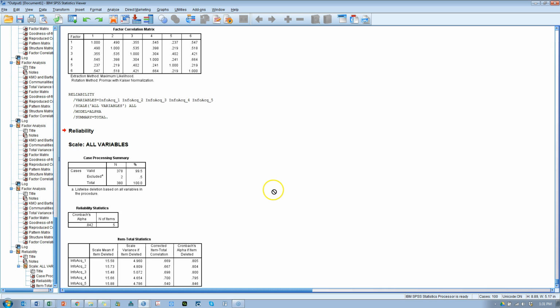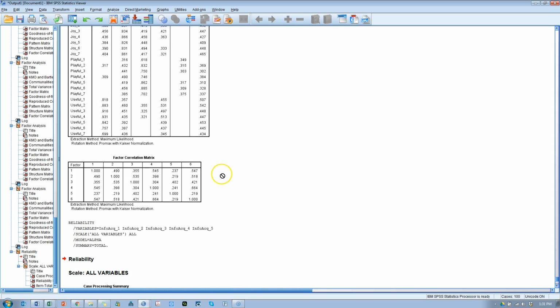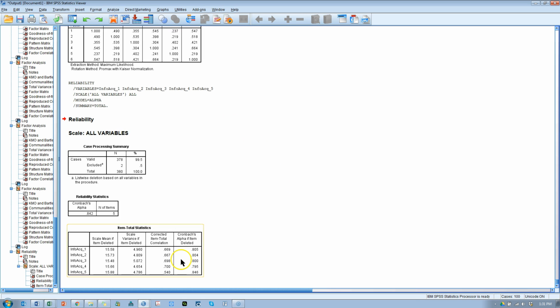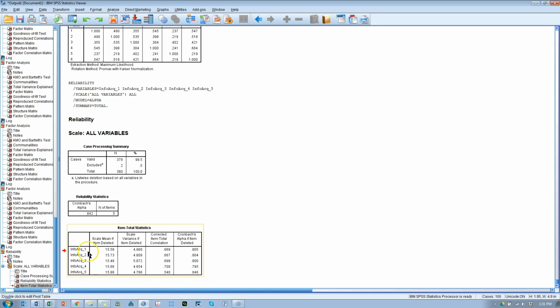And what this is going to tell us is if dropping that item will actually do us any good. So, let me go back up to the pattern matrix. It was information acquisition 5. Now, if I go down to the reliability analysis, click here. If you look at this last column, it says what our Cronbach's alpha would be if we deleted each of these items. The current Cronbach's alpha is 0.842. But if we deleted information acquisition 5, it would go up to 0.846.